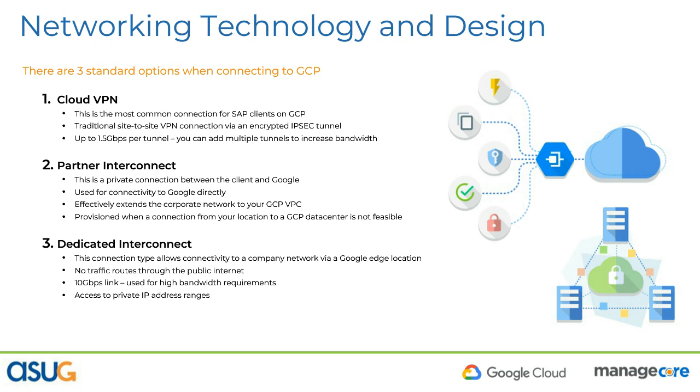And then the third method is a Dedicated Interconnect. Now that would be connecting directly to one of the data centers that Google has a drop in. And if you are fortunate enough to be in one of those data centers, you may be able to get a Dedicated Interconnect, bypassing the partner altogether and getting right into Google. That is the least common option because a lot of clients don't have other data centers where they're located right where Google is dropped. So Partner Interconnect is generally the most popular option next to Cloud VPN.